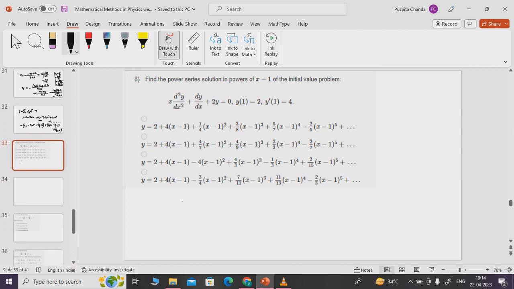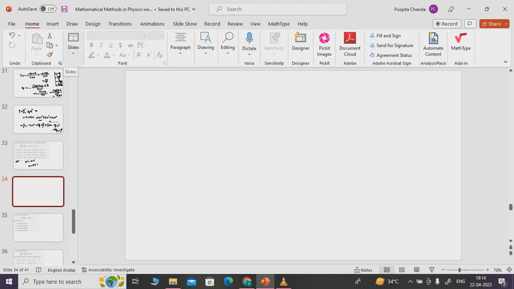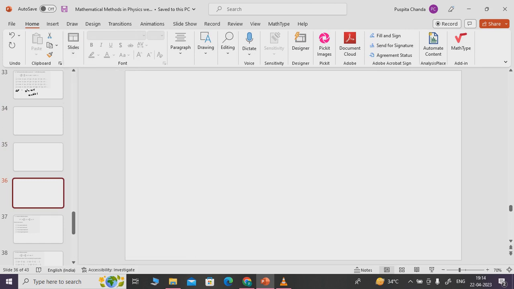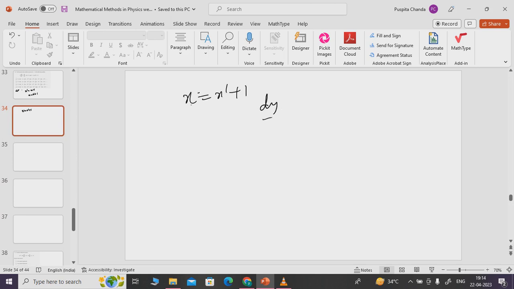Now find the power series solution in the powers of x minus 1 of the initial value problem. So we introduce a dummy variable x dash is equal to x minus 1. So x becomes x dash plus 1. We need to find the power series solution around x is equal to 1. If x is equal to x dash plus 1, dy dx will be the same as dy dx dash, and d2y dx2 will be the same as d2y dx dash 2.